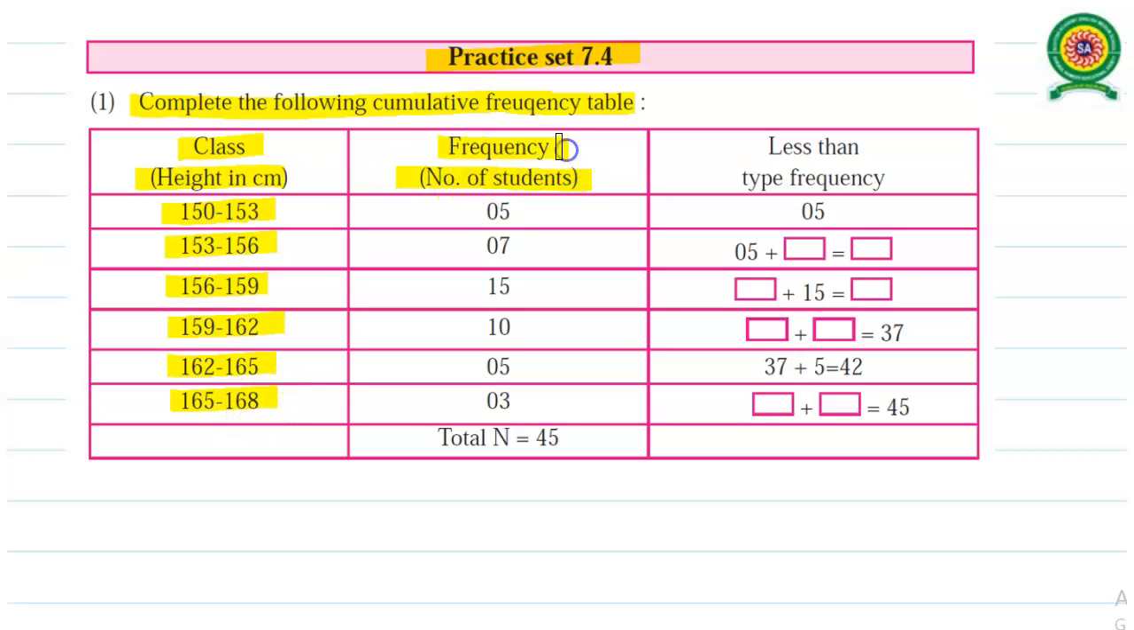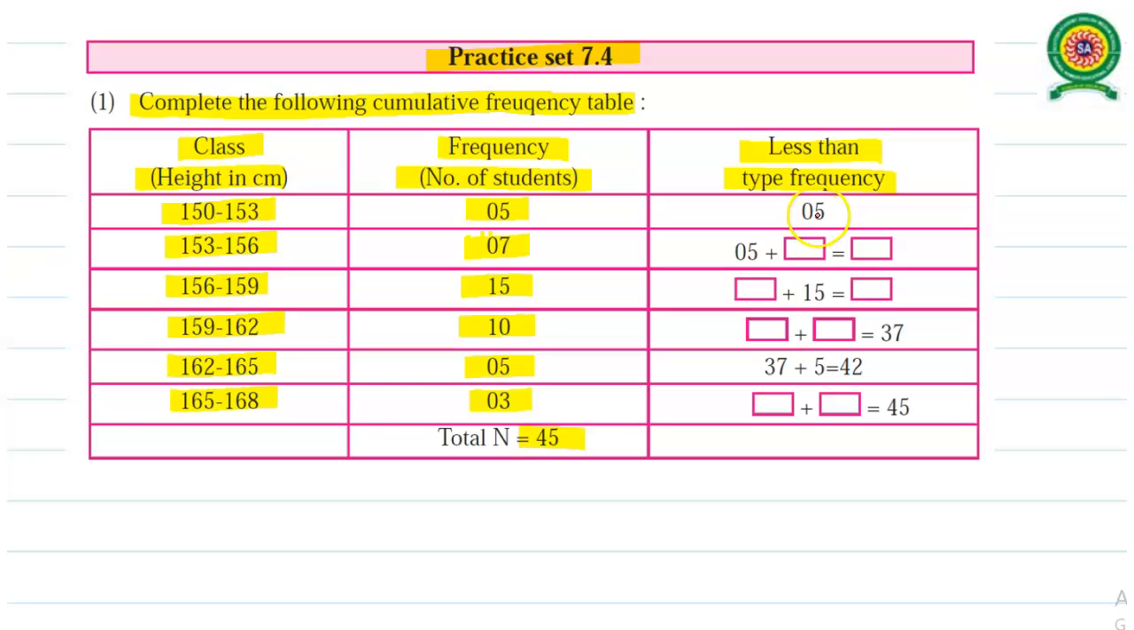The number of students means the frequency for each particular class: 5 students, 7 students, 15 students, 10 students, 5 students and 3 students respectively. The total number of students given is 45. Now we have to prepare the third column for the less than cumulative frequency, that means the less than type of frequency. So the first frequency remains as it is.